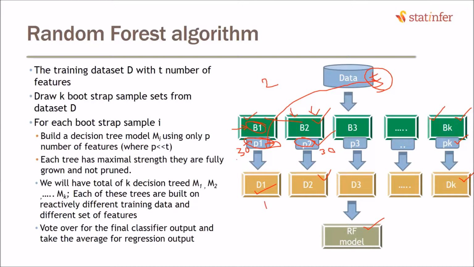If this predicts as 1, 1, 1, most of them are 1 and one of them is predicting as -1, by voting we give the prediction as +1. So that way we consolidate and build the random forest model.